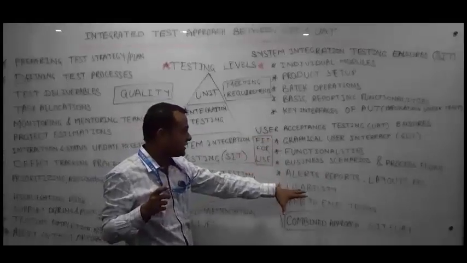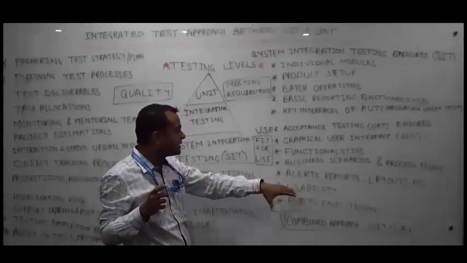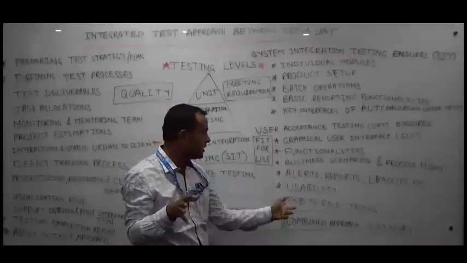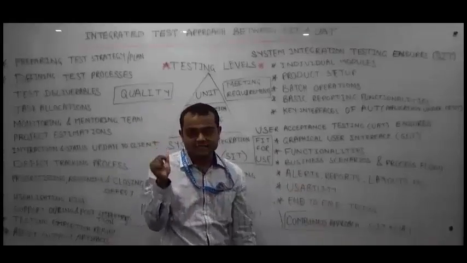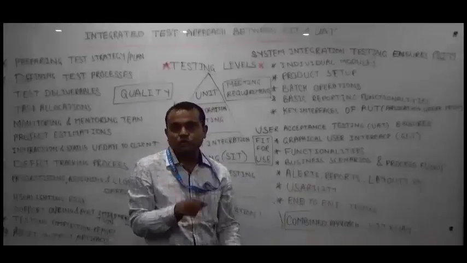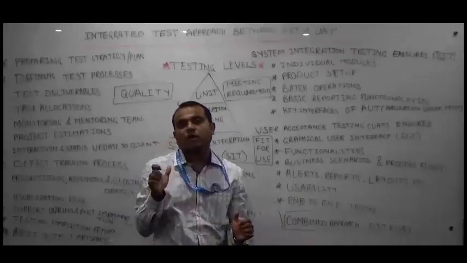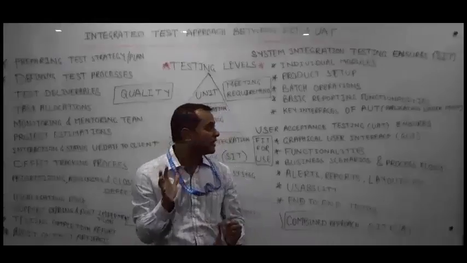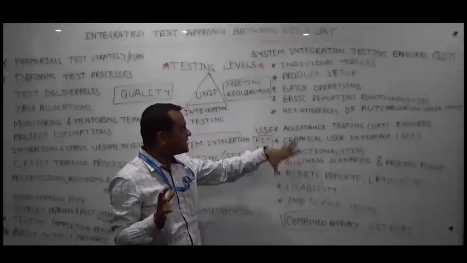Then there is usability testing and end-to-end testing. Usability testing is from the end-user perspective, and end-to-end testing means testing the flow from start to end so that no major functionality is broken and all things are working from start to end. So that's why UAT testing is performed.